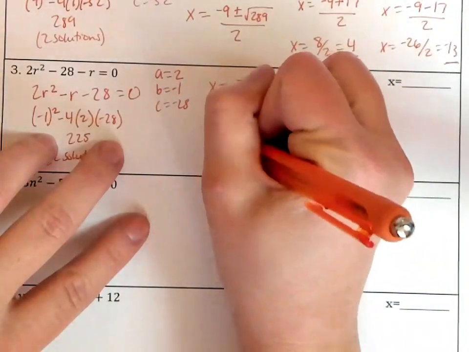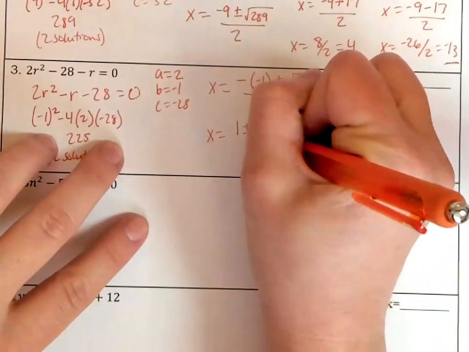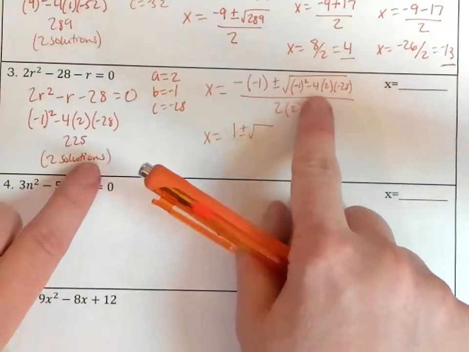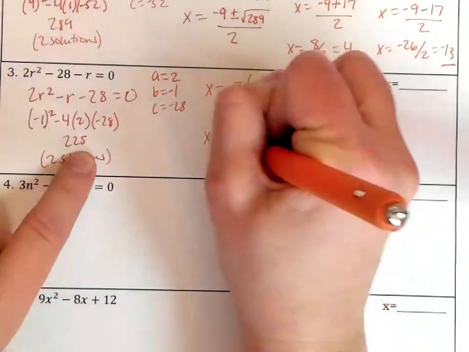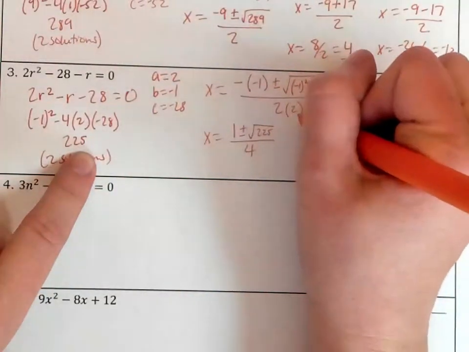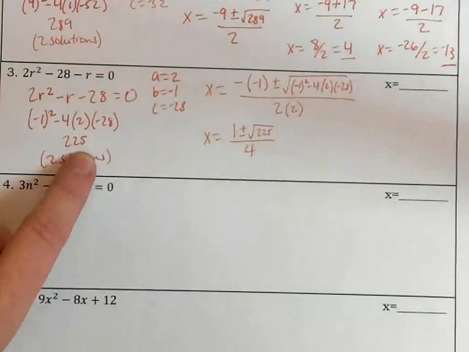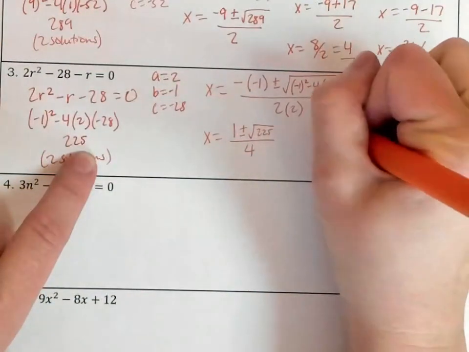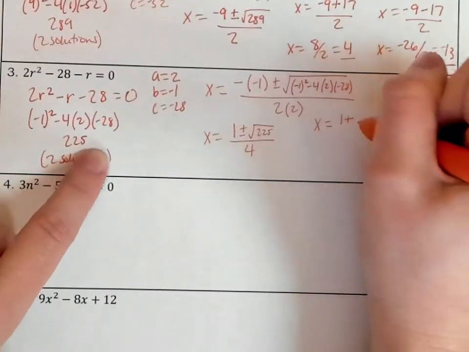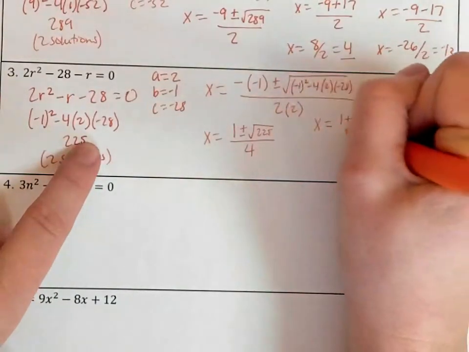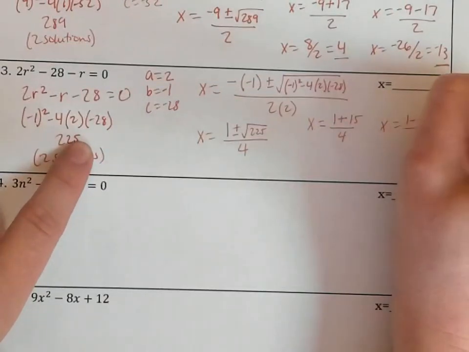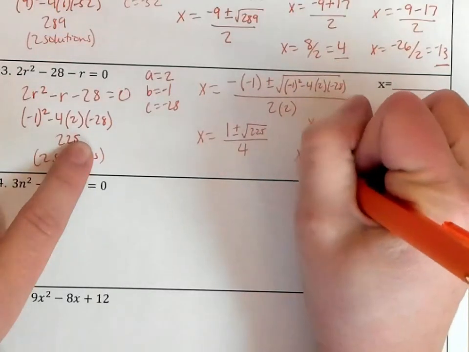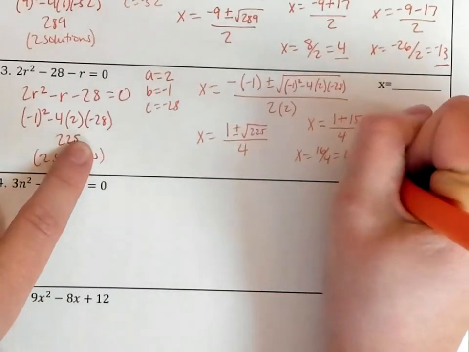So I'm going to go ahead and simplify. I end up with 1 plus or minus the square root of everything under the radical, which ended up being 225 from my discriminant, divided by 4 in this case. Remember, we do have a 2 on the bottom, so it's going to be 2 multiplied by 2 this time instead of the 1. So I'm going to go ahead and split this. I get x is equal to 1 plus 15, 15 is the square root of 225, divided by 4, and I get x is equal to 1 minus 15 divided by 4. So when I simplify this, I get 16 divided by 4, which is 4.